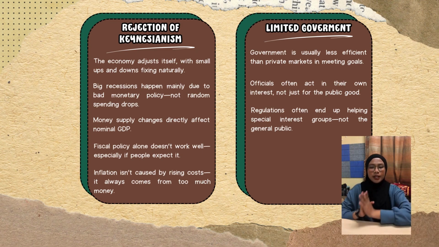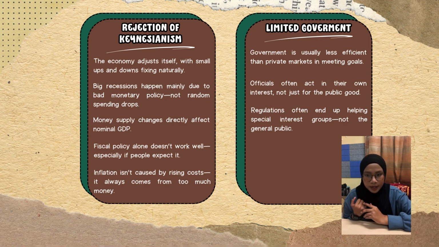So the last point of the major tenets is limited government. Government is usually less efficient than private markets in meeting goals, and officials often act in their own interest and not just for the public good. In regulation, they often end up helping special interest groups and do not focus on the general public.